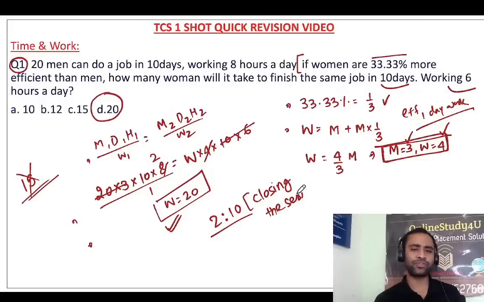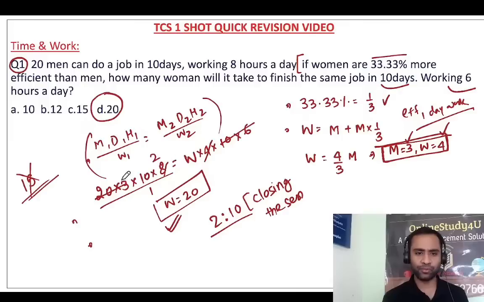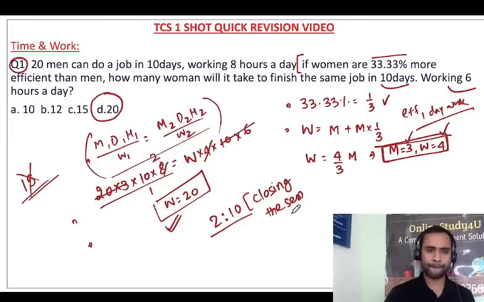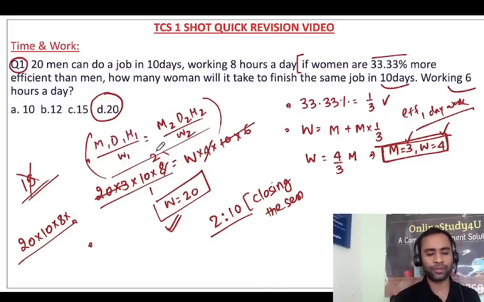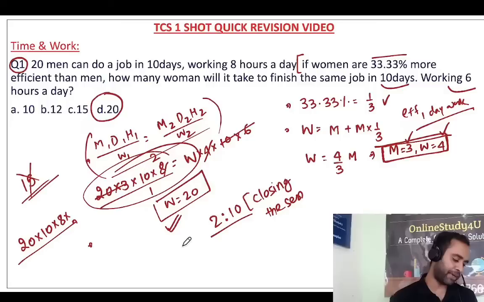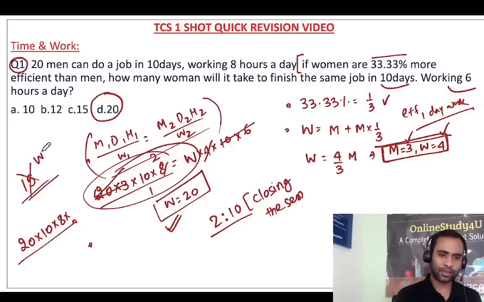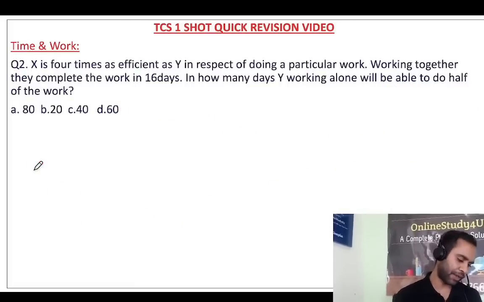LCM method cannot be used here, right? It will become very lengthy, unnecessary. Basically, what you'll have to do is 20 into 10 into 8 into. See, if you want to use the LCM method also, you will have to find out a lot of data here. What is W1? W1 is work. Okay, fine.